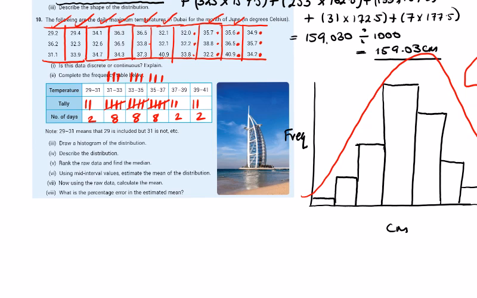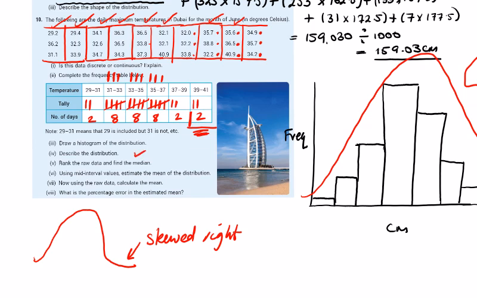What are we asked to do? Describe the distribution. Well, with the 2 on here, there's a tiny skew to the right. It's nearly symmetrical. It goes 2, 8, 8, 8, 2, and there's a tiny little 2 off. So we could say it's kind of skewed right, just a tiny bit, by this extra 2. So that's the histogram, the shape.